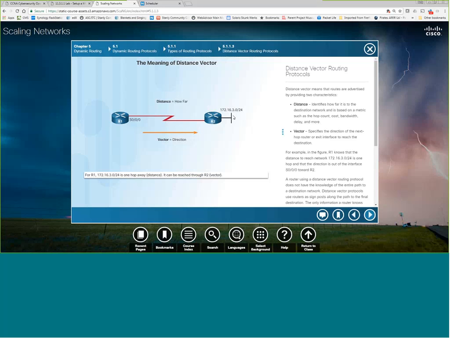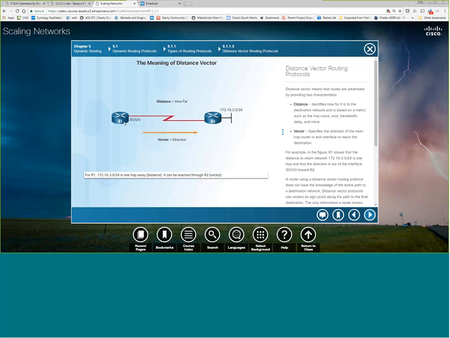Now, in distance vector routing protocols, when they go to determine what the best path is, they use their metric to figure out how far a network is away, and then a vector of what interface do I go out, or what's the next hop IP address I've got to go to in the path to get to the destination network.